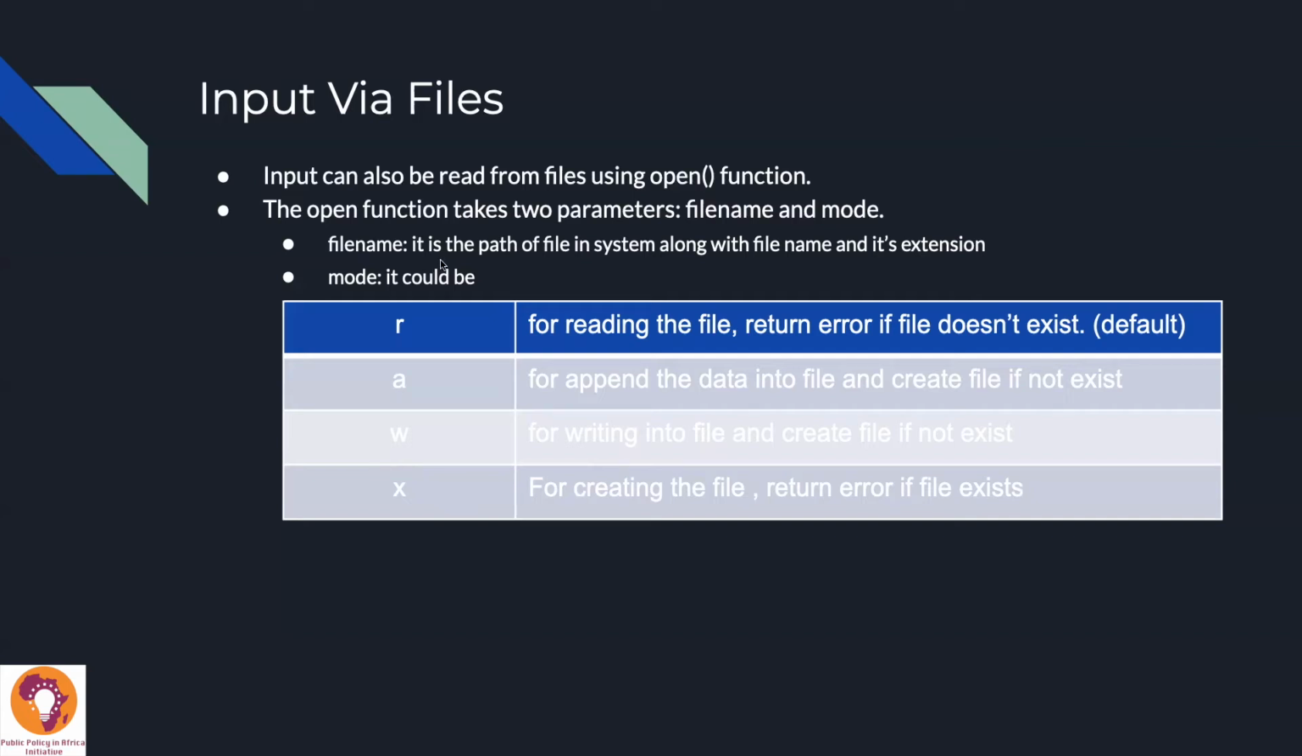So again, the open function takes 2 arguments. The first argument is a file name and the path to that file from wherever you're writing your code. And then the second argument is the mode, whether it's read, append, write, or the X one for creating a file and returning an error if it already exists.